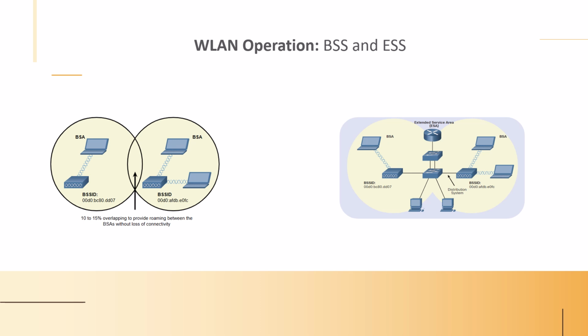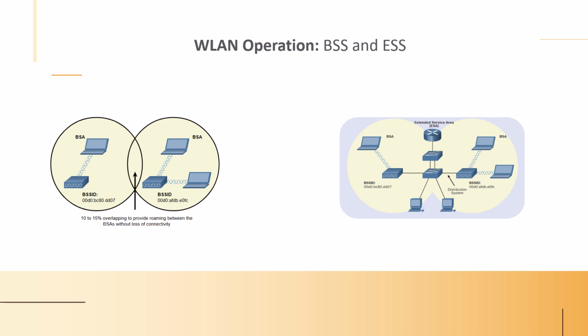Roaming mobile wireless clients may move from one basic service area to another within the same extended service set and seamlessly connect. The rectangle area here in the second figure depicts the coverage area within which members of an extended service set may communicate. This area is called the extended service area.